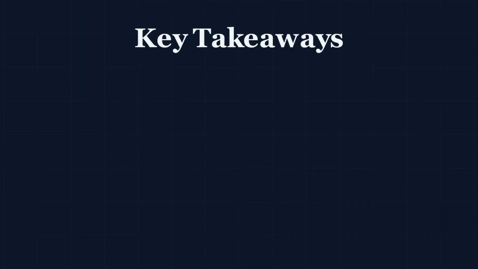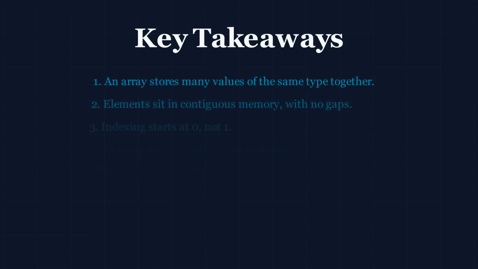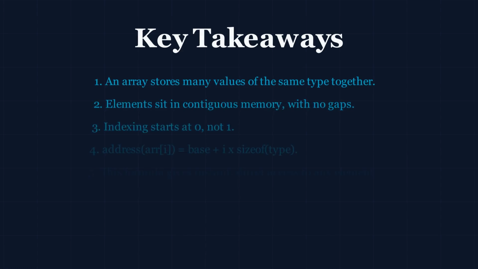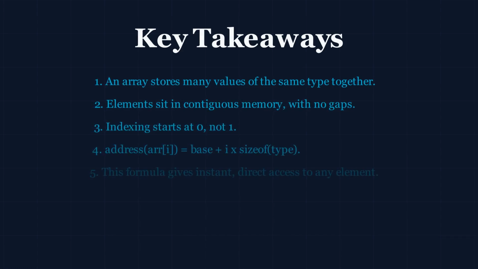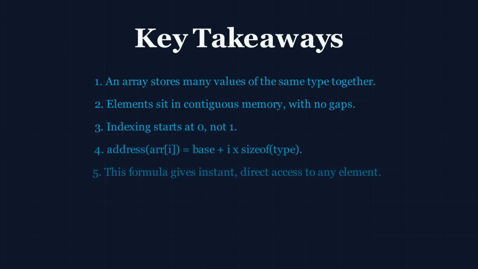Let's bring it all together. An array stores many values of the same type in one contiguous block of memory. Indexing always starts at 0, and the address of any element can be computed instantly using base address plus the index times the size of the type. That single formula is what makes arrays one of the fastest and most fundamental tools in the C programming language.